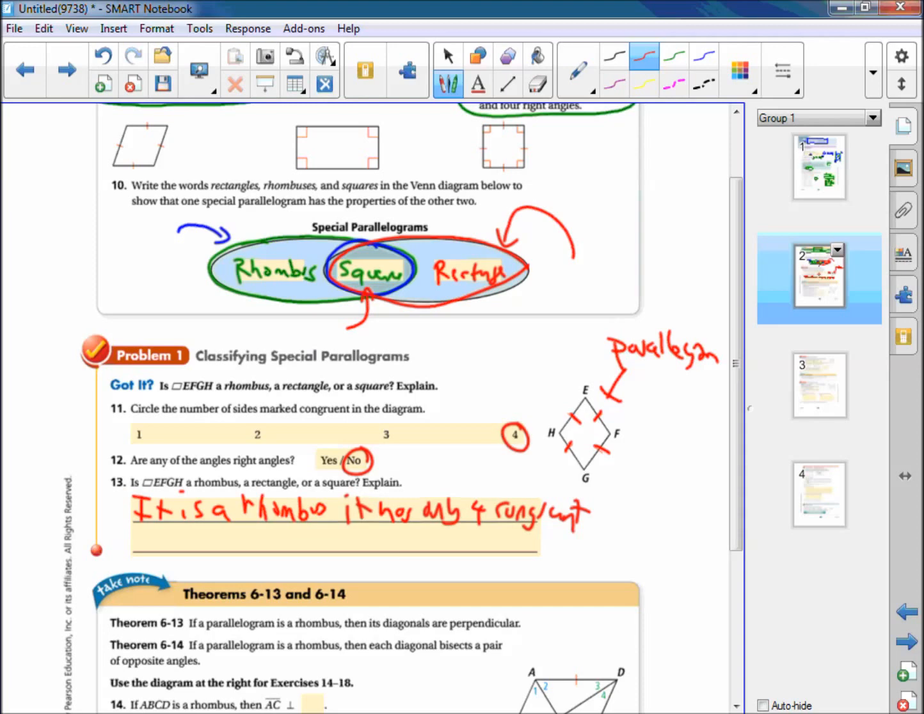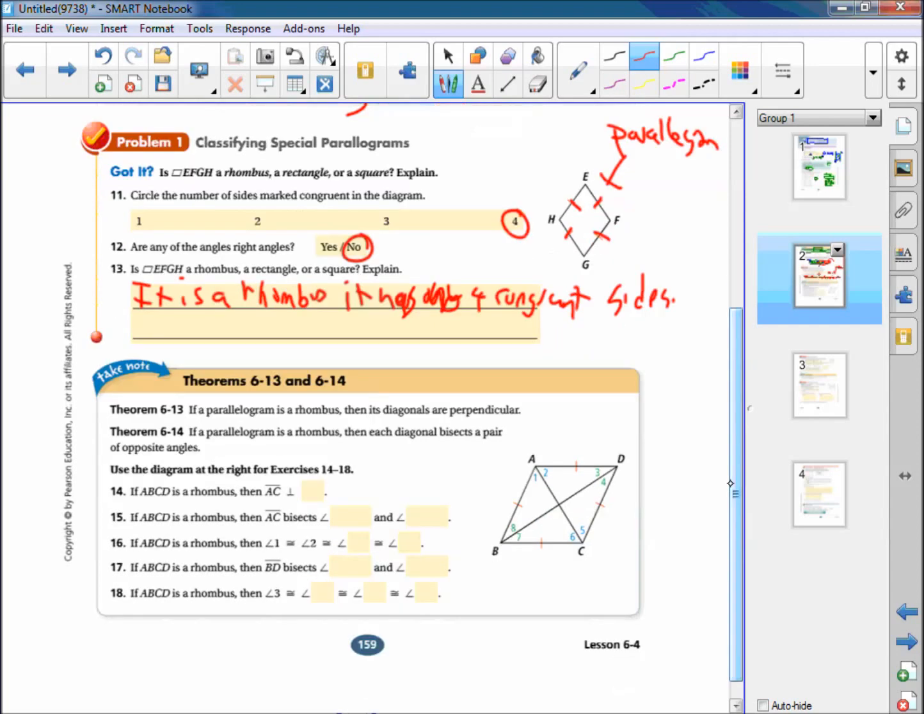It's a rhombus because it has 4 congruent sides. So it is a rhombus. It has 4 congruent sides. Okay. It doesn't say anything about angles, so we don't know anything else.